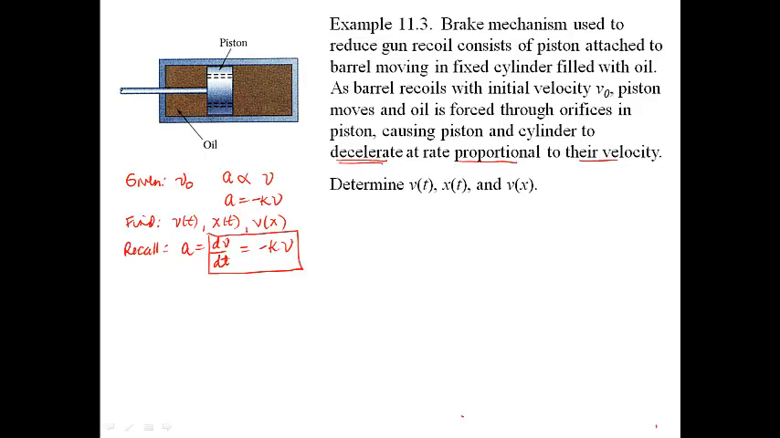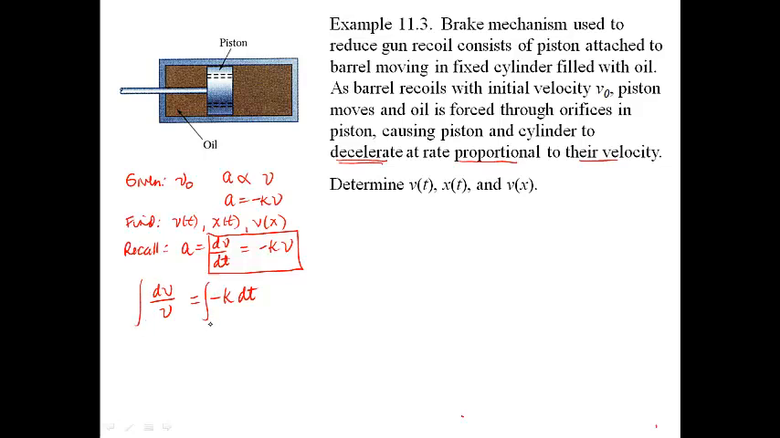We see that it's a separable differential equation. The two variables are v and t, so I'm going to separate the variables. I will put the v on the left side, so dv over v must be equal to, I'm going to put the t on the right side, minus k dt. Now I can integrate both sides.